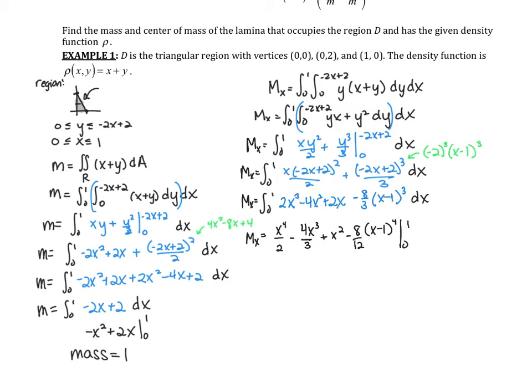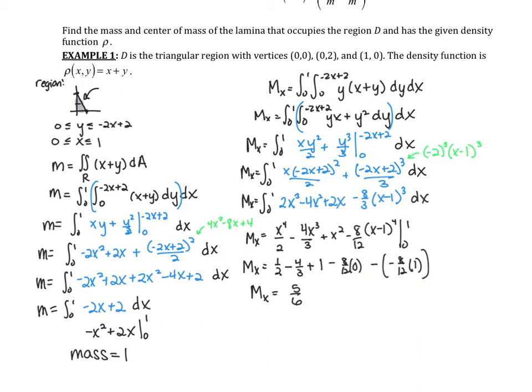And now when I substitute this in, my moment with respect to the x-axis is 1/2 minus 4 thirds plus 1 minus, well, that'll be minus 8 twelfths times 0. I don't know why I'm writing that. Minus, now plug in 0. Every other term is going to be 0 until we get to this negative 8 twelfths times 1. And so then my moment with respect to the x-axis, if I simplify, would be 5/6. Okay, so there is my moment with respect to the x-axis.